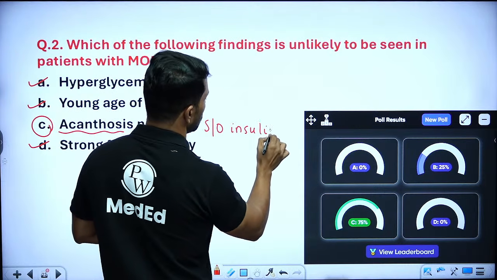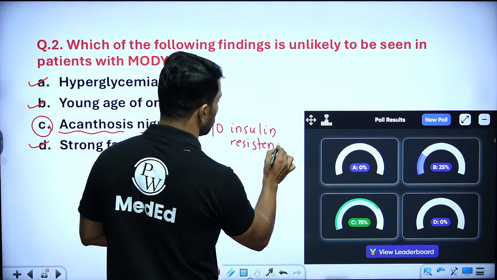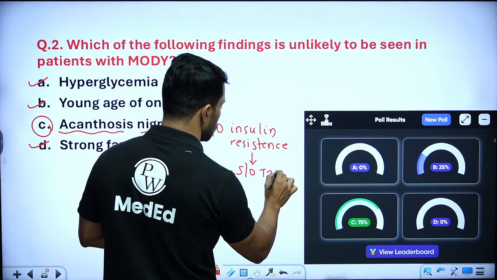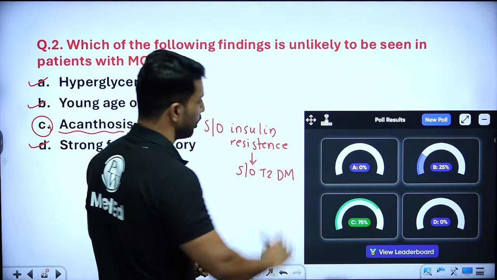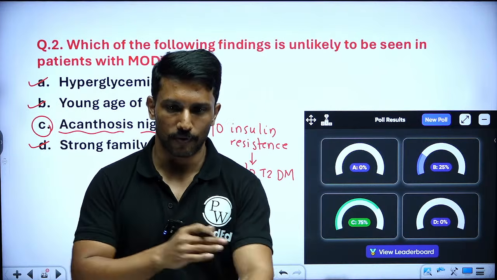And if I get any individual with hyperglycemia and acanthosis nigricans, what should be my diagnosis? It will be suggestive of type 2 diabetes mellitus, right? So I hope we have a fair idea about the different types of diabetes today.